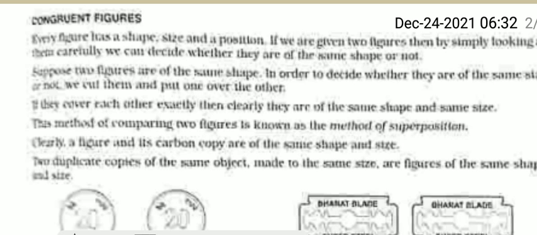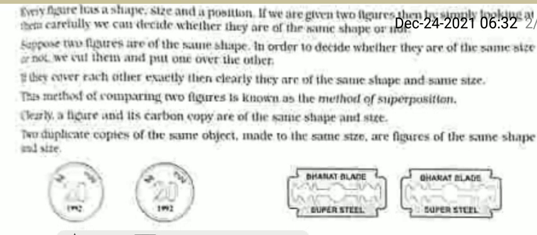Clearly, a figure and its carbon copy are of the same shape and size. Two duplicate copies of the same object made to the same size are figures of the same shape and size. You can see here two coins. Just by looking, you can see that these two figures are the same shape and same size. Also, given two blades, just by seeing, you can say that the two figures are the same shape and same size.